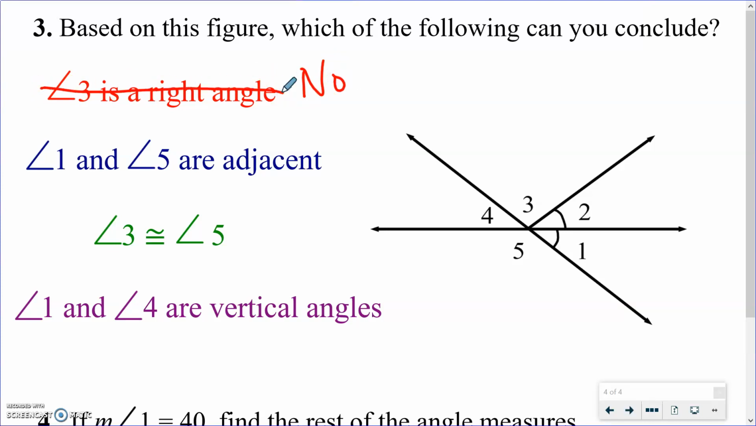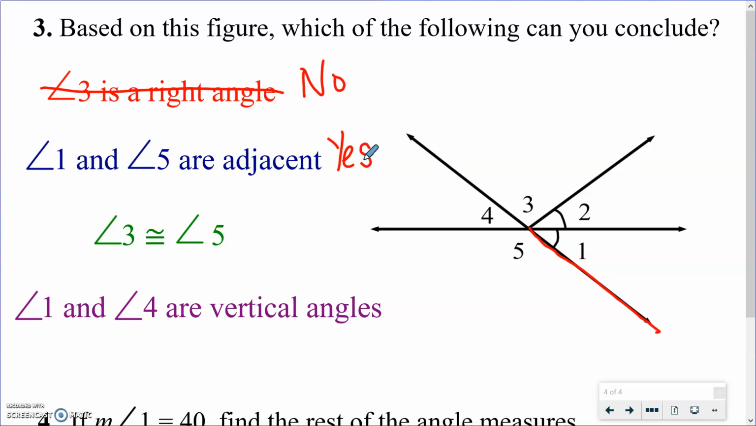Okay. Angle number 1 and angle number 5 are adjacent. I can conclude that because they share a common side. This side right here is shared between angle 1 and angle 5, and so they are adjacent angles. So the answer to this is yes, we can make that conclusion.